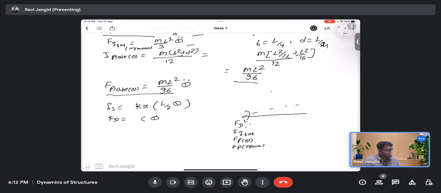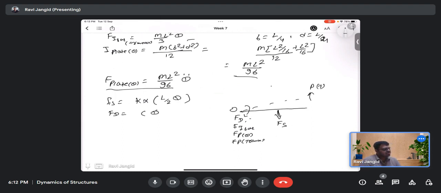Okay, and then we have the applied forces, ks, fs. And pt is in this direction. So that is pt. So if I take moment about the hinge o, so what is that?